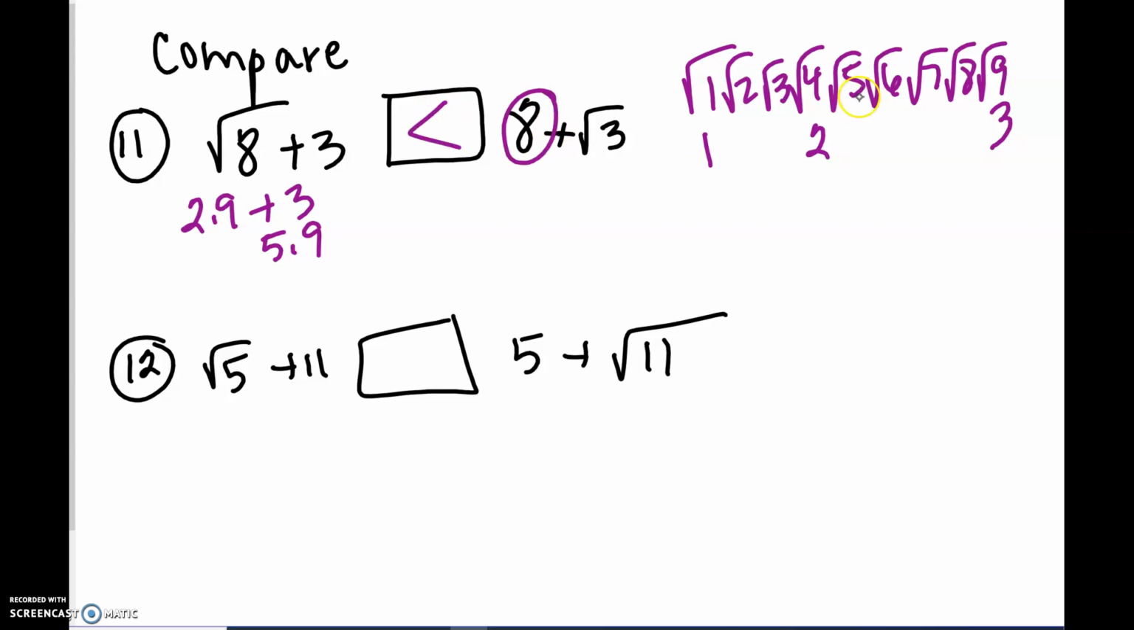All right, the square root of 5 is just a little bit bigger than 2, so let's just say 2.2 plus 11, 11, 12, 13. So we have 13.2. All right, the square root of 11 is just beyond 3, so we're going to guess about 3.3. And 3.3 plus 5 is 8.3. Well, 13 is definitely bigger than 8. So we are going to put a greater than symbol in there.